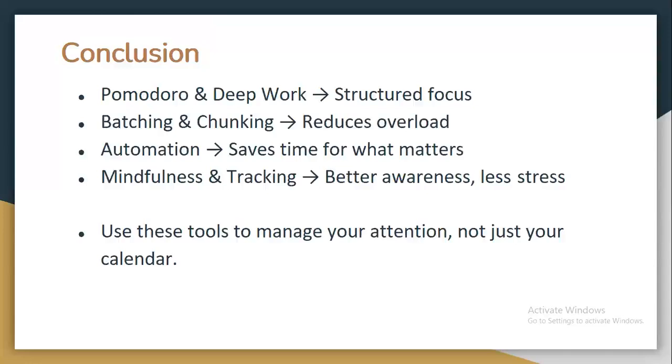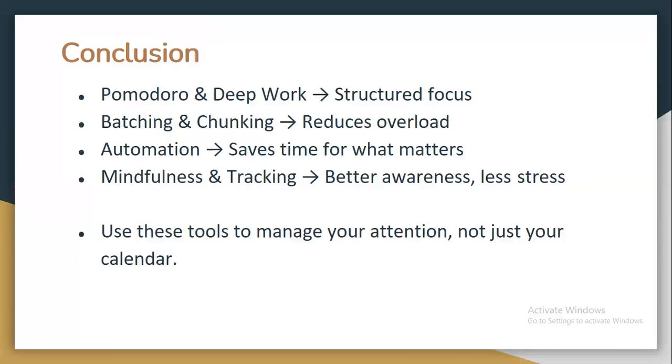Then you have batching and chunking, which helps to reduce overload. Okay. So if you put smaller, related tasks together, you are batching. And when you break down big tasks into smaller tasks, then you are chunking. And these reduce overload. Then you also have automation, where you try to automate repetitive tasks. Okay. And this saves time for what really matters. Those tasks which are repetitive are taken care of by whichever software you have available.